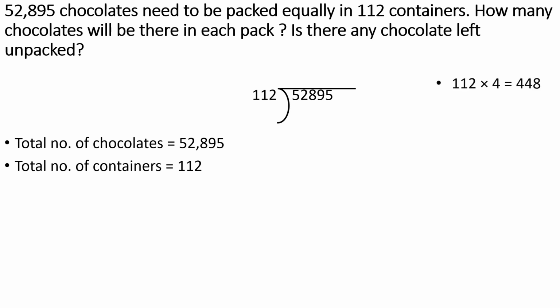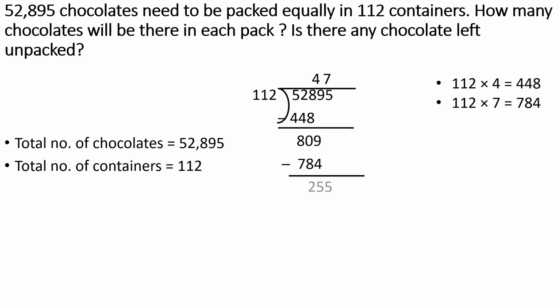So how many 112s will be fit in 528? Let us check. 112 fours are 448. Let us subtract it and we will get 809. Now, let us find out how many 112s will be fit in 809. So here it is 112 sevens are equal to 784. We will subtract it and what will we get? We will get 25 and we will write down 5.